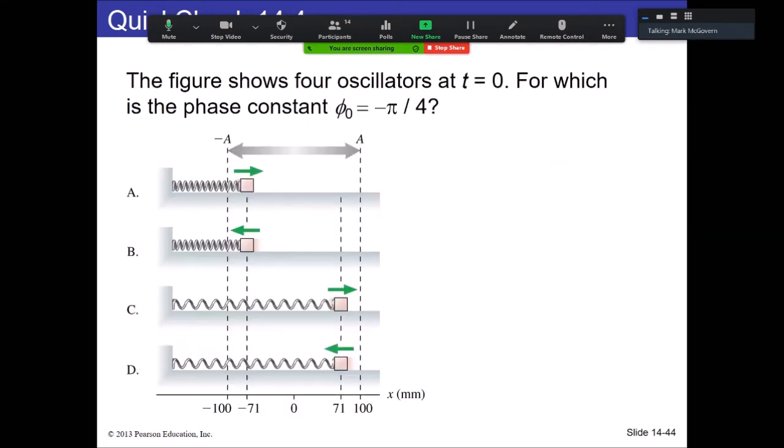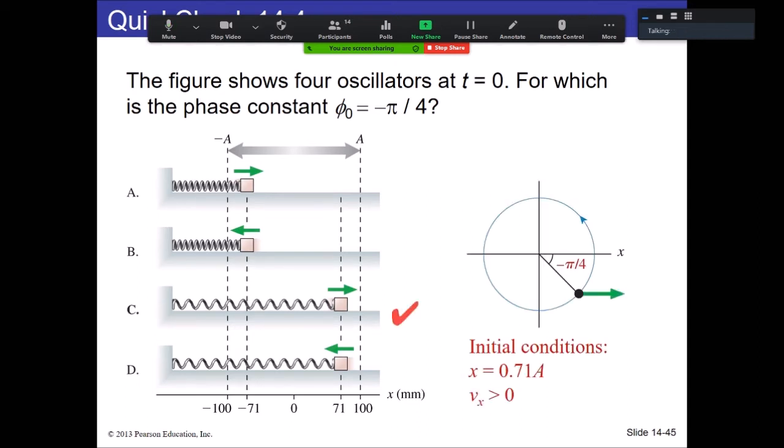The figure shows oscillations, at t equals 0, for which is the phase constant minus pi over 4? Minus pi over 4. Another thing you can remember about phase shifts is negative phase shifts are like starting a little bit in the past. The normal cosine function starts off with a position of A, and the block moves to the left. So a negative phase shift is going to put us a little bit behind in terms of moments in time from that motion. Think about these, and you'll see that the answer here is C.